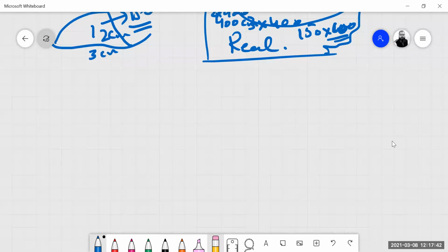A bottle has a base radius of 4 centimeters, a height of 15 centimeters, and a capacity of 650 centimeters cube. Now this is about the volume, because in volume there are not 2 things, there are 3 things. The bottle has a base radius of 4 centimeters and a height of 15 centimeters.